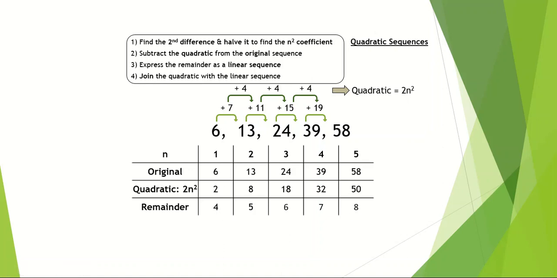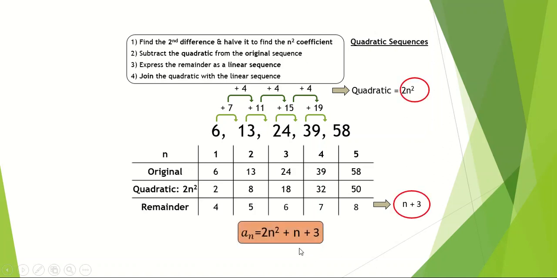So we need to form a linear sequence formula. The common difference between two consecutive terms is 1. So 1 times the position. So for this case, 1 times 1 is 1. To get 4, you need to add 3. And you check it with the other terms. It is indeed so, the linear sequence will have n plus 3. Then join the quadratic and the linear. It will be a sub n is equal to 2n squared plus n plus 3.